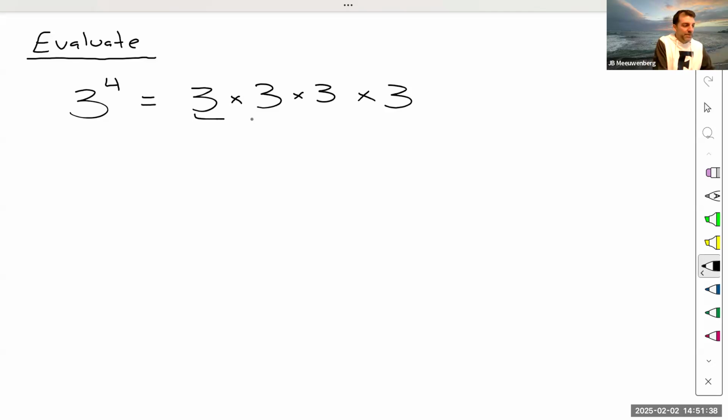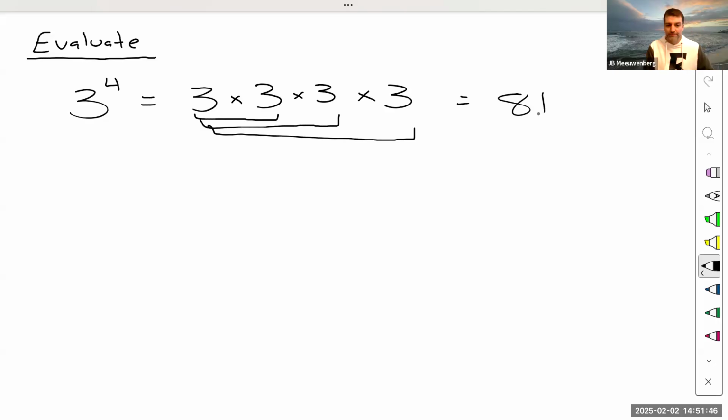You'll see 3 times 3 is 9. 9 times 3 is 27. 27 times 3 is equal to 81. So go ahead and try these next 3 on your own. 2 to the 5th, 5 to the 0, and 6 to the 1.